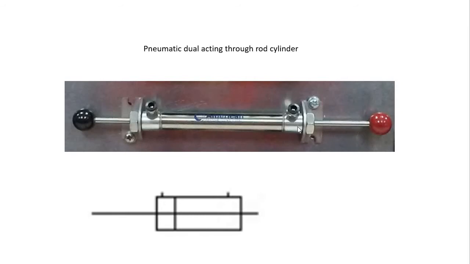So whichever one we are working with or wanting to keep track of, when the red ball extends, the black ball retracts. When the black ball extends, the red ball would retract. So they're connected in the middle. And here's the representation for that.